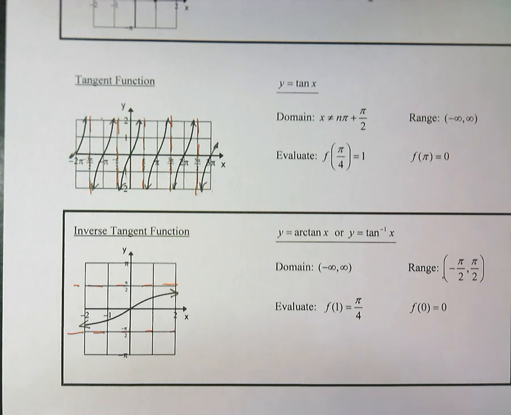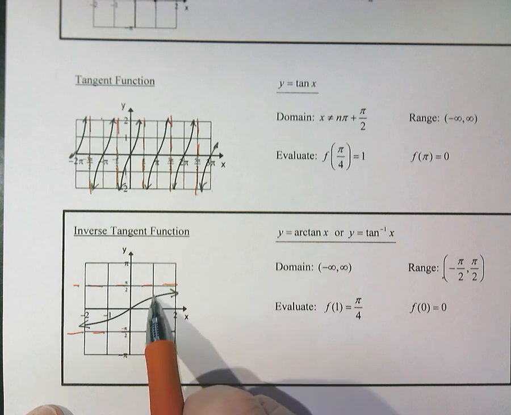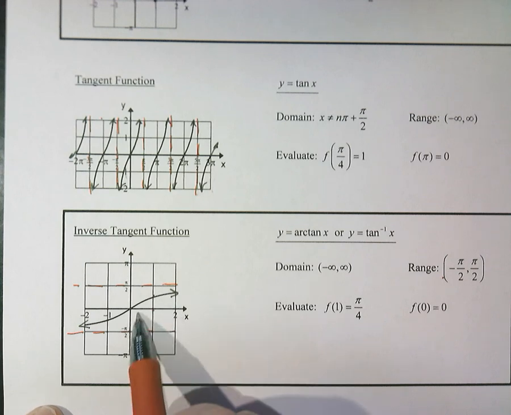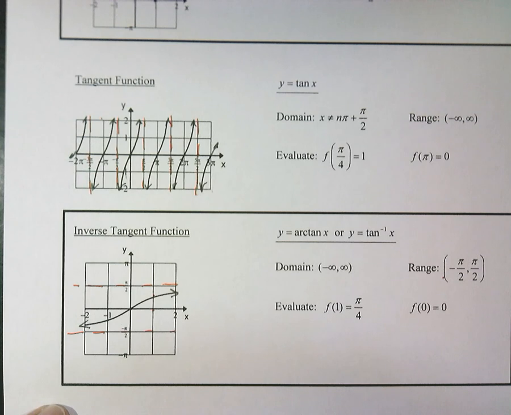If I wanted to evaluate f of 1, here is 1. I get pi over 4. F of 0 is 0. So there are specific answers to these.